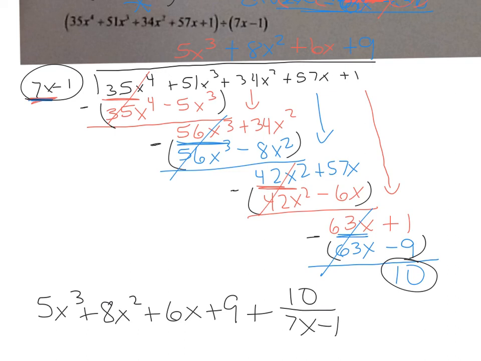All right, so I'll just go over how I got that again. So I took my quotient up top. That was 5x to the third plus 8x squared plus 6x plus 9. And then I got this by taking the remainder, which is 10. So I put plus because it's positive. 10, if it was negative, it would be minus. 10 over my divisor, which is 7x. And that went right down here, 7x minus 1.